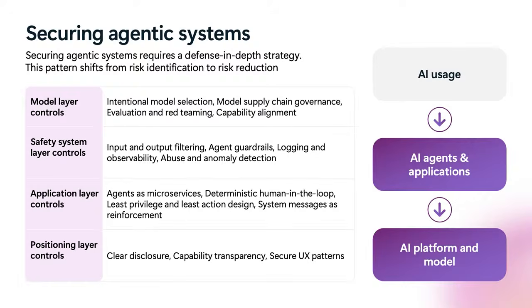The safety system layer, input and output filtering, agent guardrails, logging and observability, and abuse and anomaly detection. Then the application layer, treating agents as microservices, deterministic human-in-the-loop controls, least privilege, and system messages as a reinforcement. The positioning layer, clear disclosure to users, capability transparency, and secure UX patterns. Each layer reinforces the others. If one layer fails, the next one will catch the issue. This is the architectural principle that underpins everything else in the session.